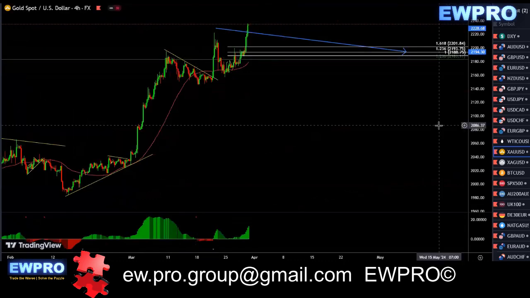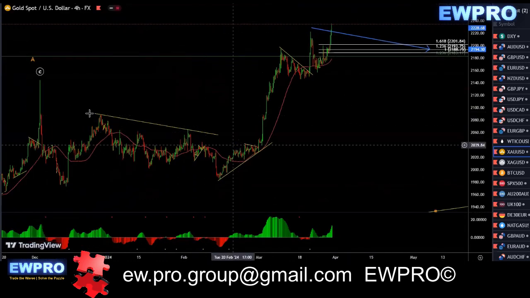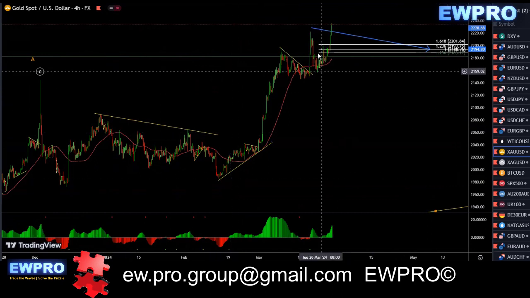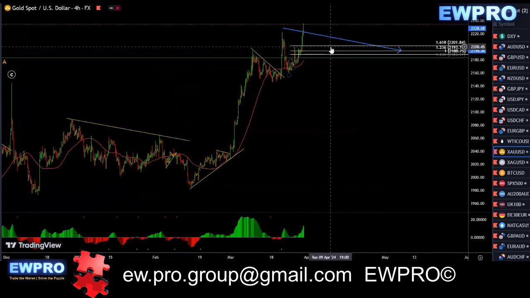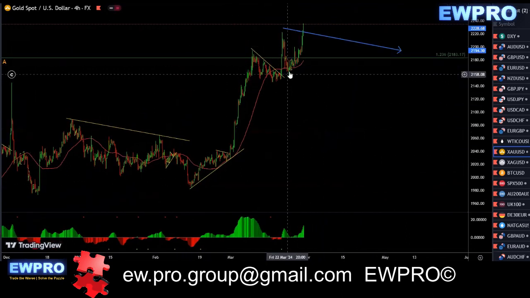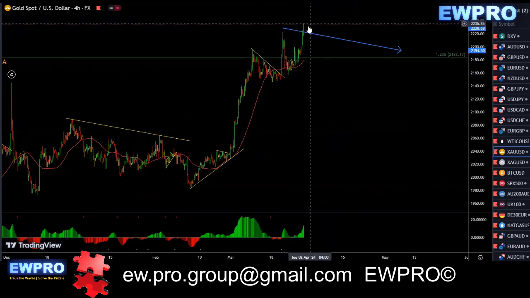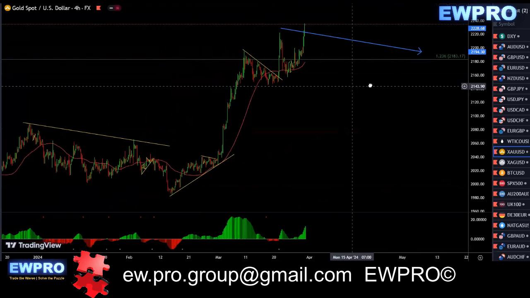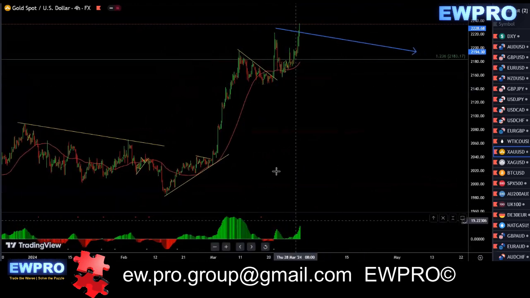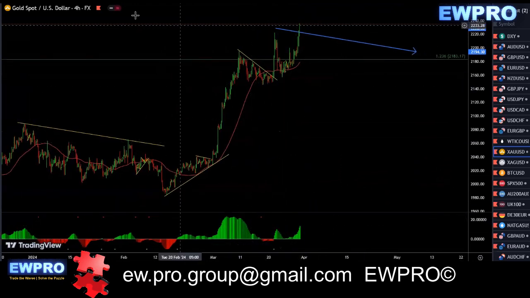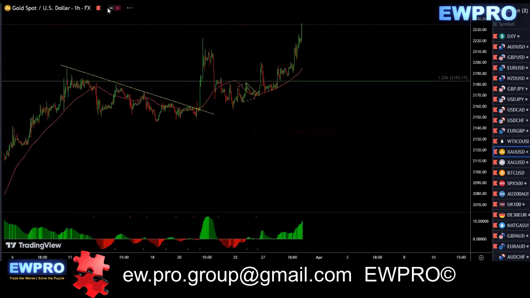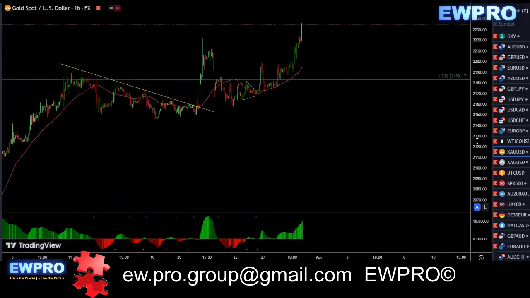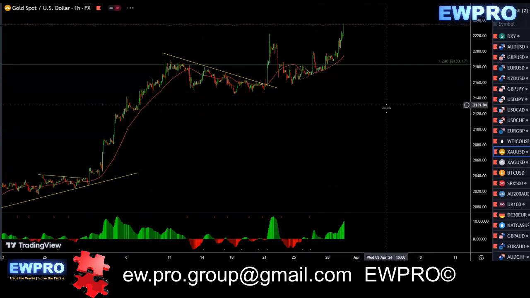Really got to wait for that correction. Looking for a correction of similar size as this over here, and it's just keep on going up. I mean, there has been scalp buys in the room here, but yeah, we're getting all this bearish divergence. Really got to wait for that larger correction before you look for the buy.